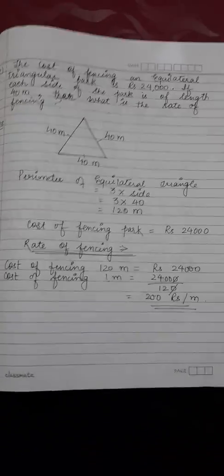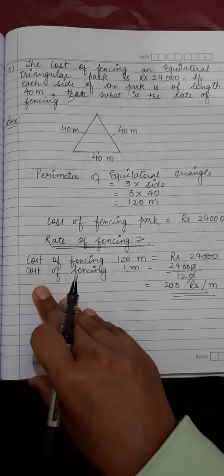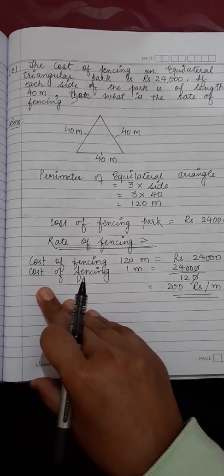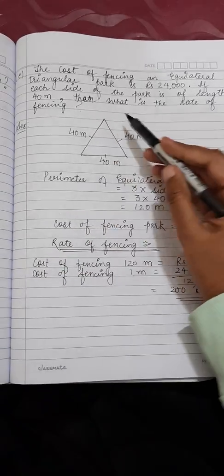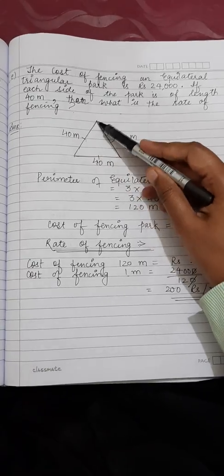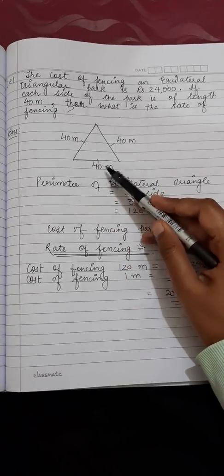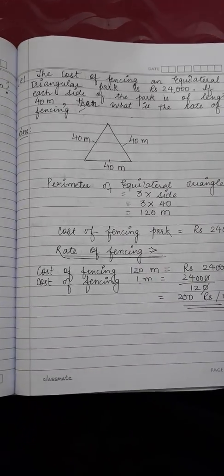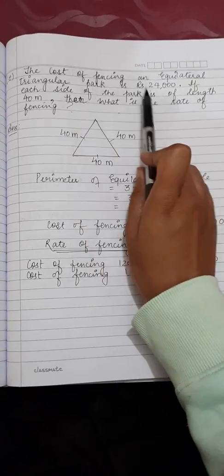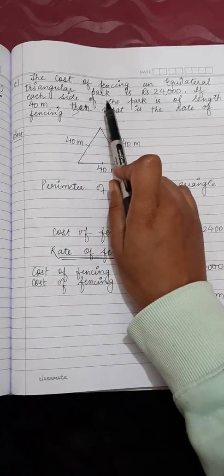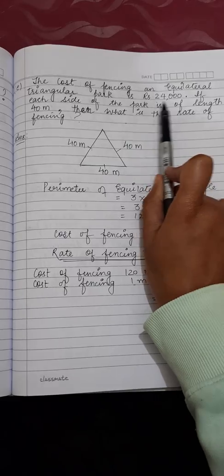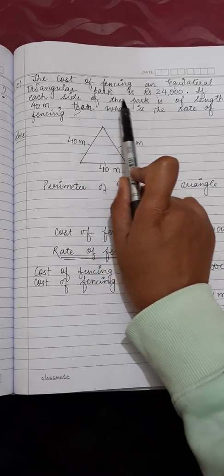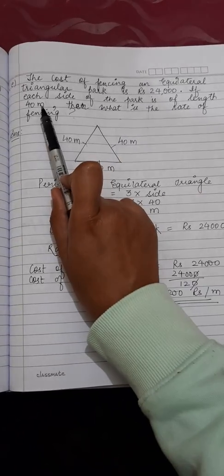Now let's move to E part. E part is the cost of fencing an equilateral triangular park. Fencing means that they have to cover the boundary, and the moment you find the word fencing, you have to find the perimeter for that. The cost of fencing an equilateral triangular park is rupees 24,000. If each side of the park is of length 40 meters.